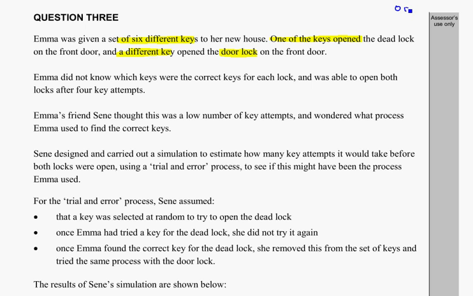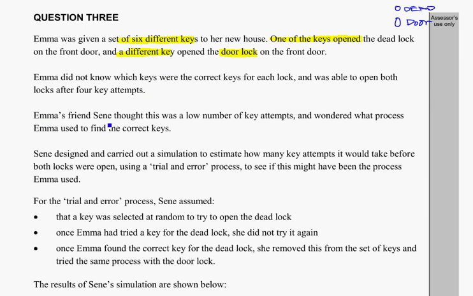The deadlock, I guess that abbreviation won't work, a deadlock, and then the door lock. So like a deadbolt and a door lock. Emma did not know which keys were the correct keys for each lock, and was able to open both locks after only 4 key attempts. So she took 4 attempts with different keys to get the doors open.